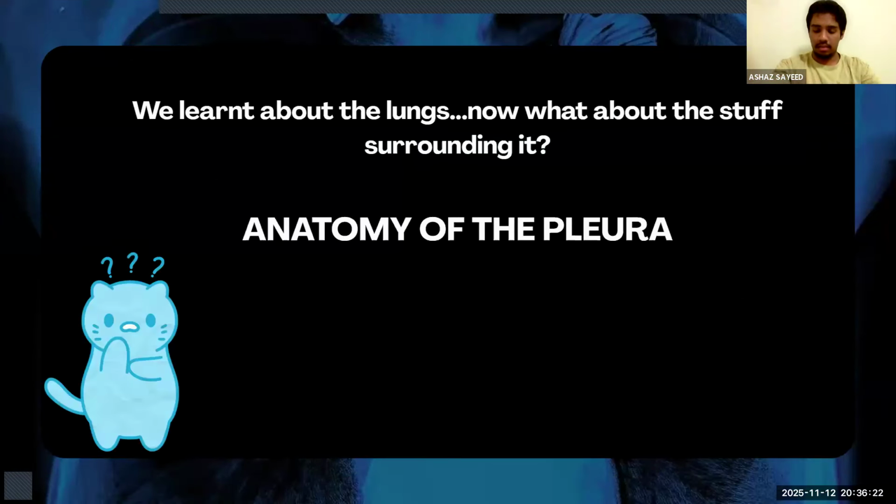We learned about the lungs itself. Now there is stuff surrounding it. Okay. Now you guys might be thinking, okay, so you learned the lungs, now there is stuff surrounding it. Oh, diaphragm and the ribs. No, you have the lungs, and then you have the diaphragm and all that stuff. Diaphragm, ribs is fine, but there is something between these two, and that's called the pleura.